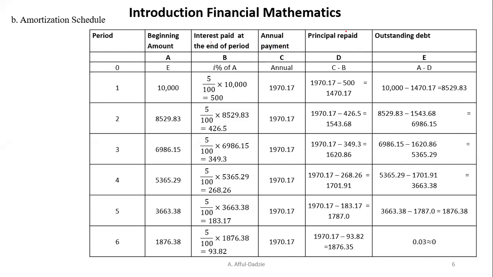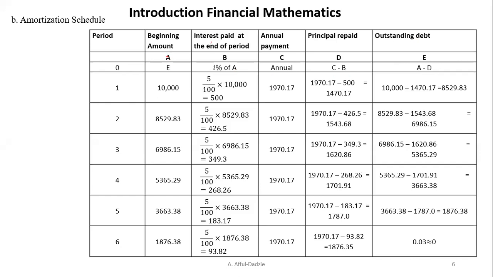Then we would also have the principal repaid. So how much of the loan have we paid, or how much is actually going against the loan? How much are we paying against our loan? That is the principal repaid, the amount that will be going towards paying the principal. And then the last one would be the debt at the end, or what we call the outstanding debt.